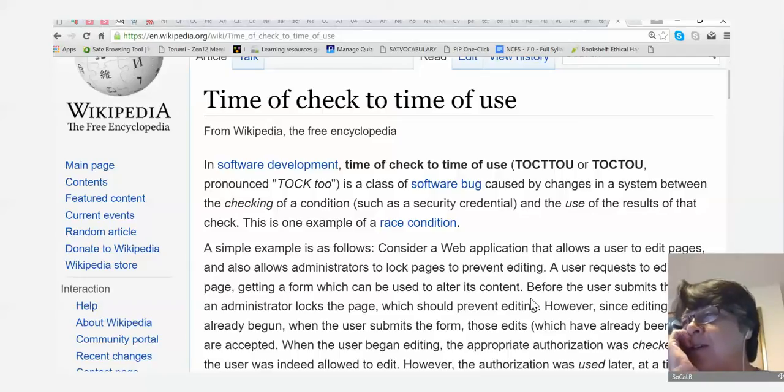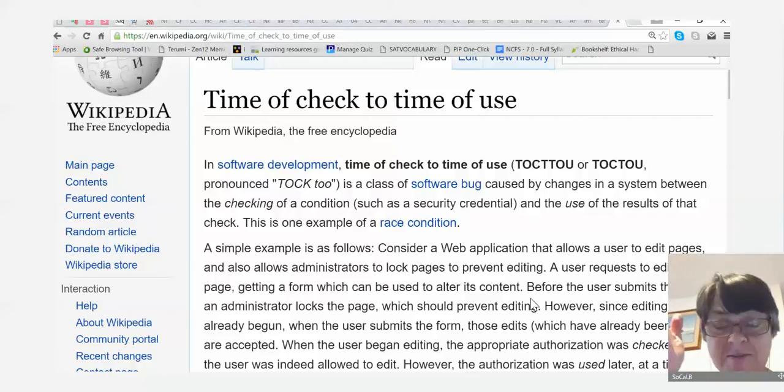See this thing? It says this is one example of a race condition. Okay? Now, but that's not what it says in the CISSP book. This is a great example of how one's experience can get in the way of passing the exam. So be careful. Be careful.